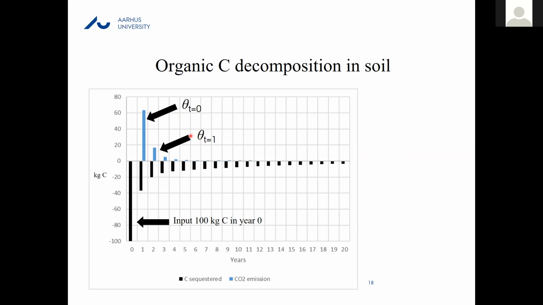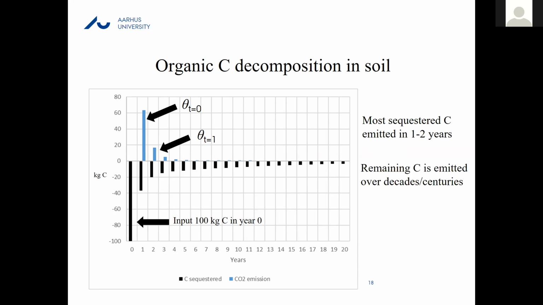Similarly, theta 1 is the carbon emitted in the second year. Note that most of the carbon that is sequestered is emitted within the first 1 to 2 years. The remaining carbon is emitted over a period of decades and centuries.